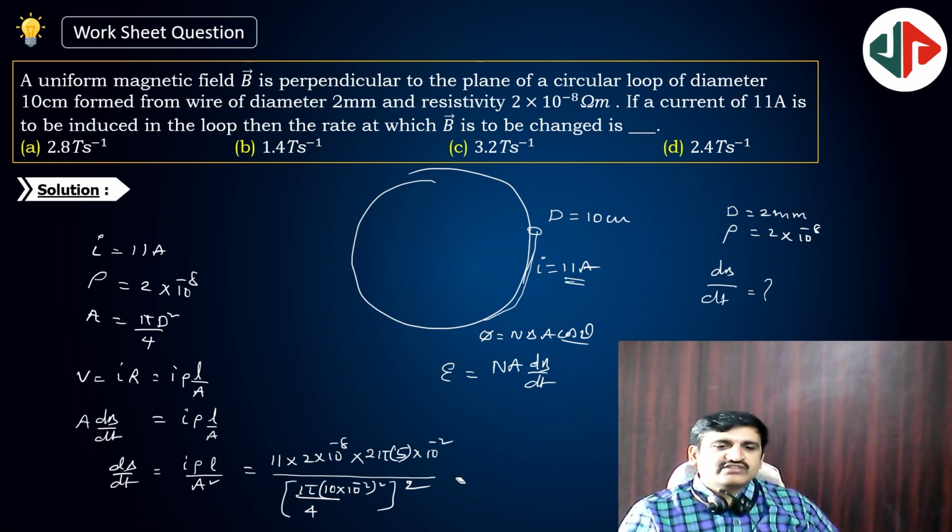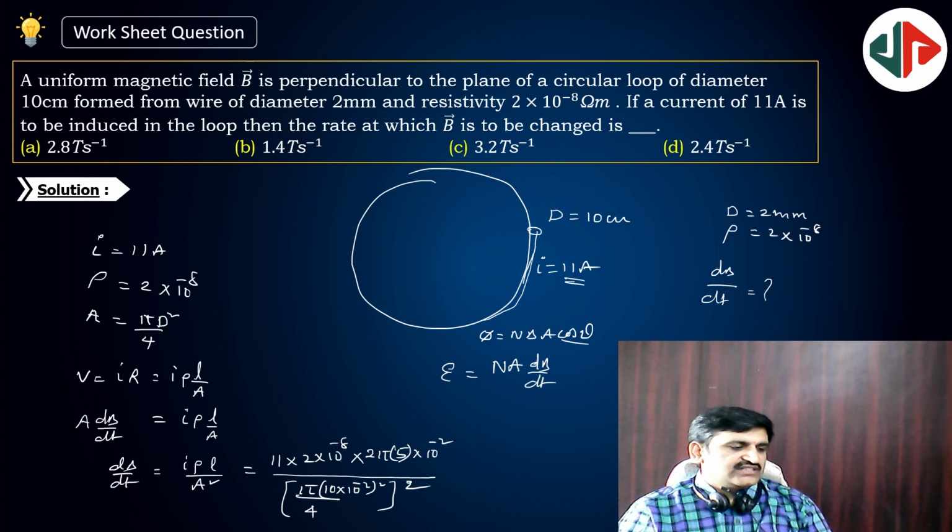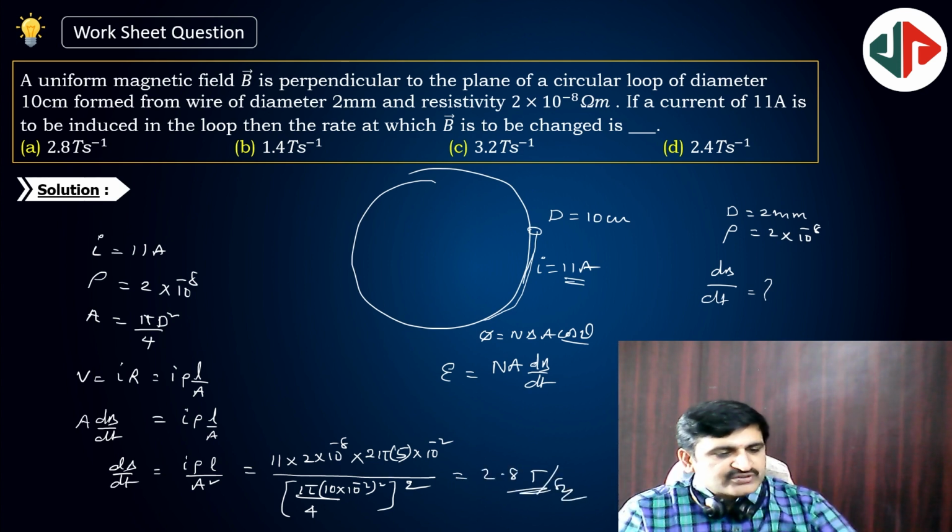Then can we go forward? It's the calculated value I have. Which question is it? Yes, A by R into dB by dt. The same formula and same substitution. You can have it as 2.8 Tesla per second. The same procedure.